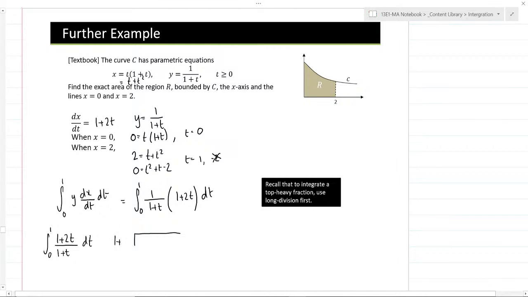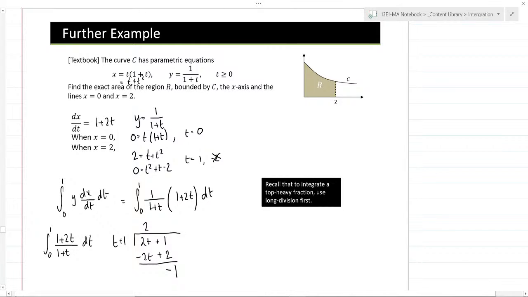So 1 plus t, I'm going to change that around actually. So I'm going to go t plus 1. How many times does that go into 2t plus 1? Well, how many times does t go into 2t? Twice. 2 times by t is 2t. 2 times by 1 is plus 2. When I subtract those, I end up with minus 1.